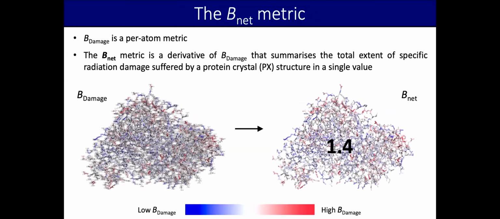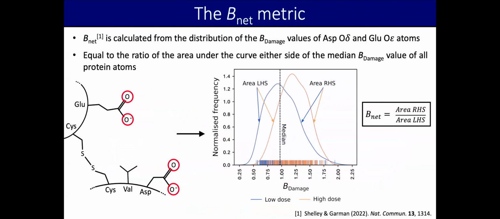So anyway, to complement BDamage, we also wanted to develop a per structure metric that can be fairly compared between different structures. So the metric we came up with to do this is BNet. To calculate BNet, we look at the BDamage values of the oxygen side chain atoms of aspartate and glutamate residues, because these are known sites of specific radiation damage.